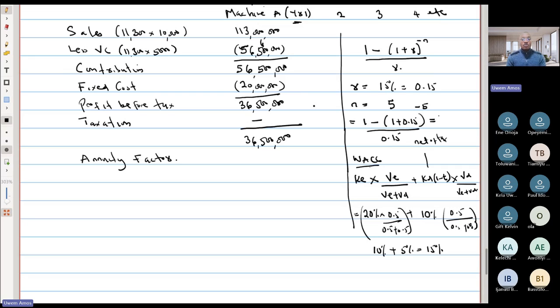Okay, so what would that give us? You can use a calculator. You can solve them individually. So what I will do is I will do 1 plus 0.15 raised to the power of minus 5. I subtract 1 divided by 0.15, but I ignore the minus sign because I'm solving it backward. So by my calculator here, I have 3.352.